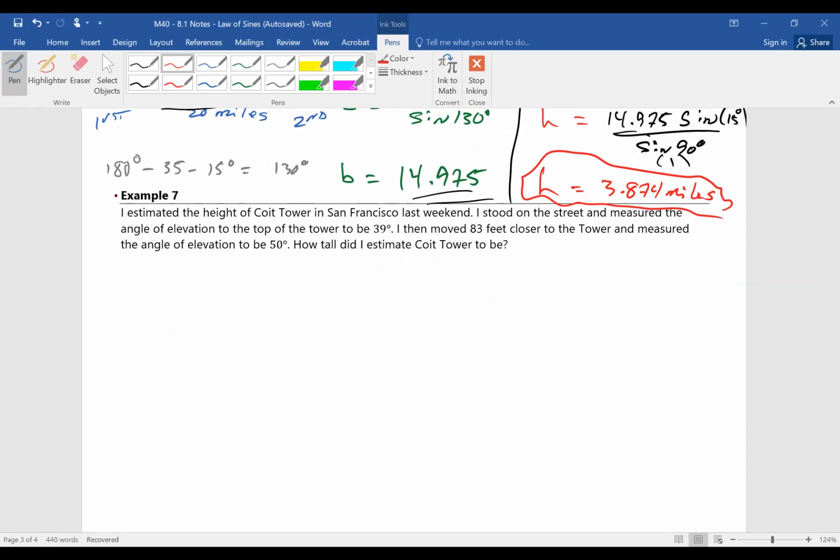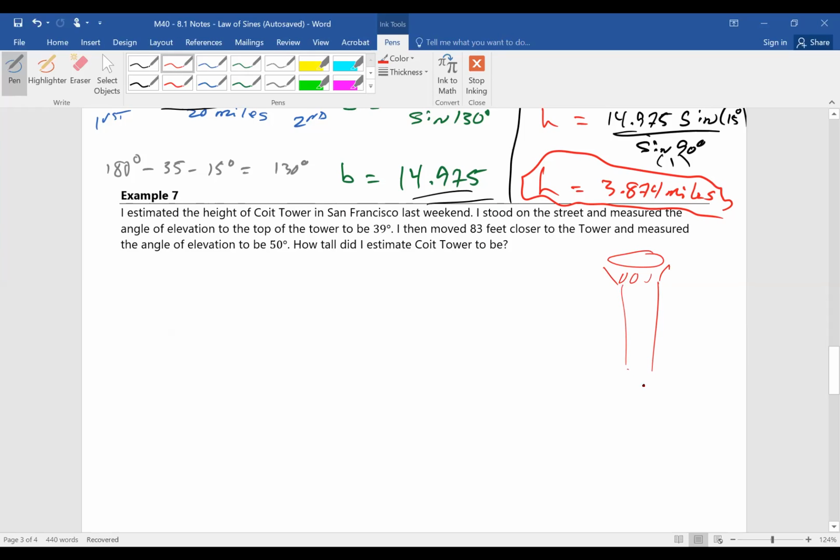Okay, so let's do one more, and then we'll call it good for this section. And again, I'm going to ask you to draw a picture. But I don't know if you've ever been out to Coit Tower in San Francisco. I think they made that for the firefighters. It looks like a big nozzle, and I think it's something like this. I don't know. I'm not going to make you suffer through my picture.